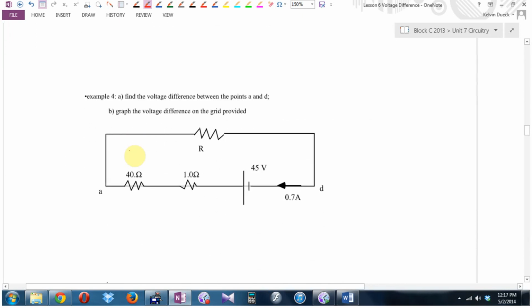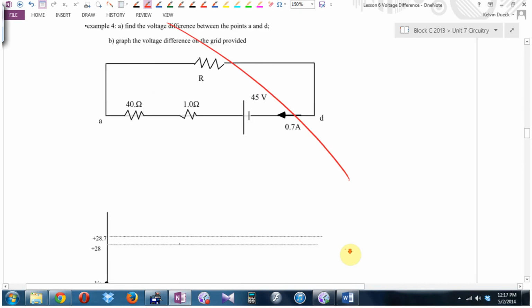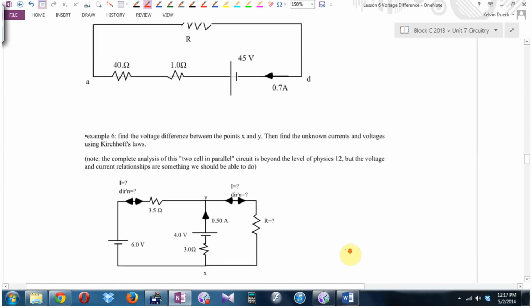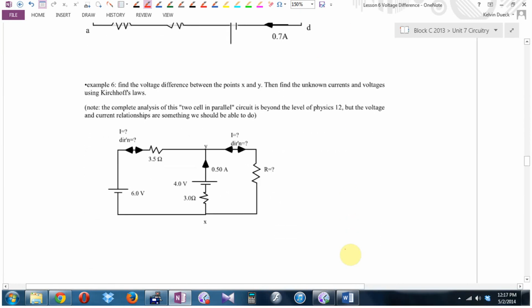I was going to do example 4. I'm going to say, meh. And instead, we're going to jump to example 6. Example 6 says, find the voltage difference between points X and Y, and then find the unknown currents and voltages using Kirchhoff's laws. Note, this is well beyond Physics 12 technically, but I want to show you that we can handle it. In fact, I think I stole this from an old college physics textbook. I'm going to zoom in.